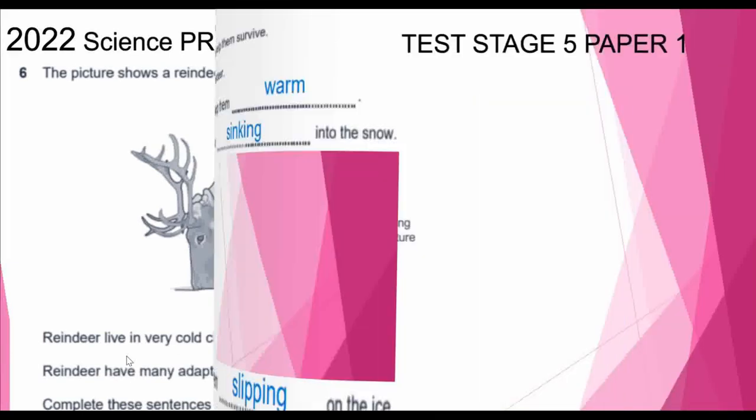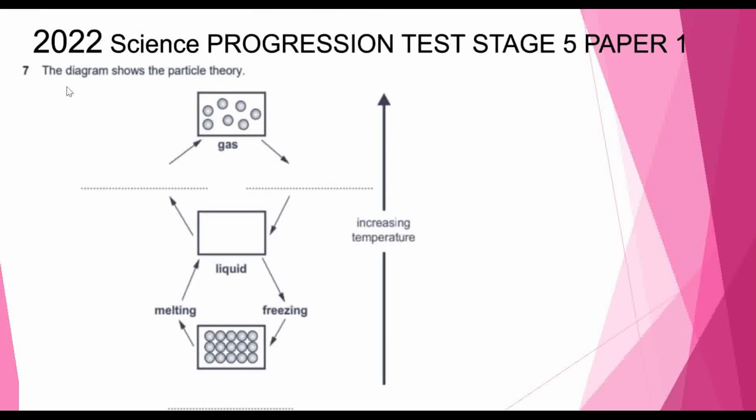Next question. Question 7. The diagram shows the particle theory: gas, liquid, and the picture is blank. And this is to fill. What state is this? Melting and freezing.